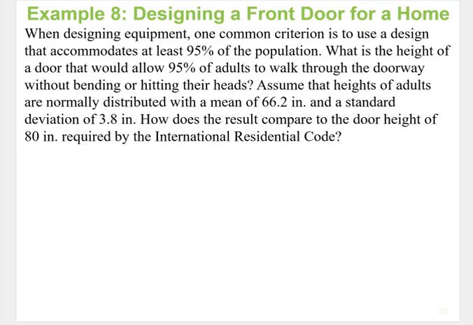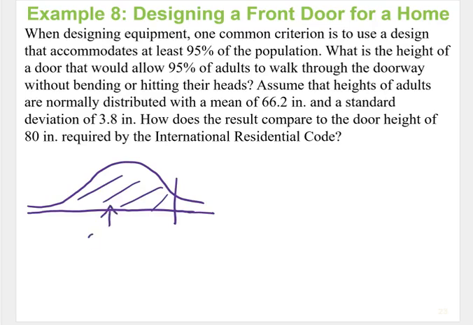Okay, assume that the height, so again, let's draw that out. So 95%. So we want 95% of our people. So we want this area to be 0.9500. We need to figure out what this x is. How tall does that doorway have to be so that people won't have to bump their heads? Assume that the heights of adults are normally distributed with a mean of 66.2 and a standard deviation of 3.8. So I'll highlight that important information because I'm going to need that. And then we'll answer that first question before we look at that second question.